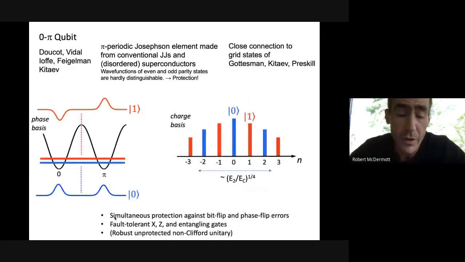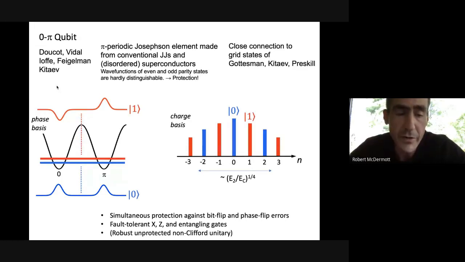Okay, so let's talk about the specific 0-pi implementation. So this was a qubit that was proposed by these authors here in the early 2000s, and the key ingredient is a pi periodic Josephson element. And the nice thing is you can implement such a pi junction using conventional materials, conventional aluminum oxide Josephson junctions. You can make a Josephson metamaterial that will implement this effective pi periodic element.